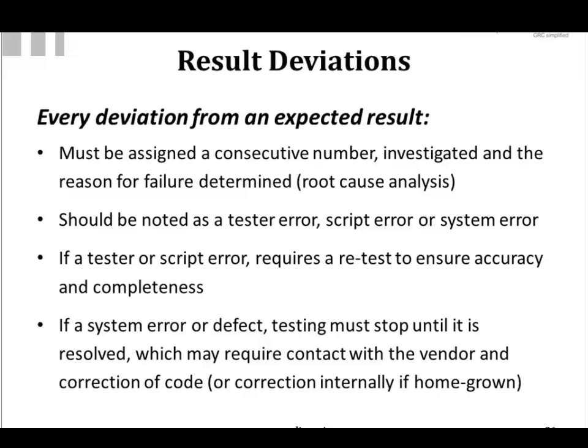Now, if a correction to code is going to have an impact on other parts of the code, you may actually have to restart your testing from the beginning or from some point. But you would have to determine that and write that rationale up as to why you're stopping here, why you're redoing any other testing that was already done, and how you're moving forward. And that should all be explained in your deviation or discrepancy log.